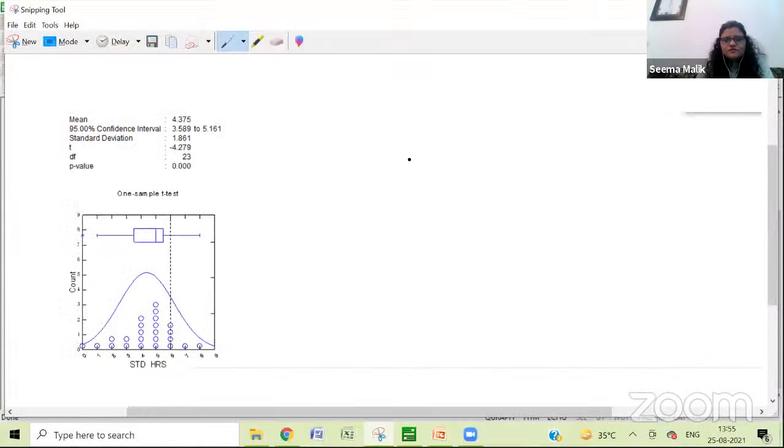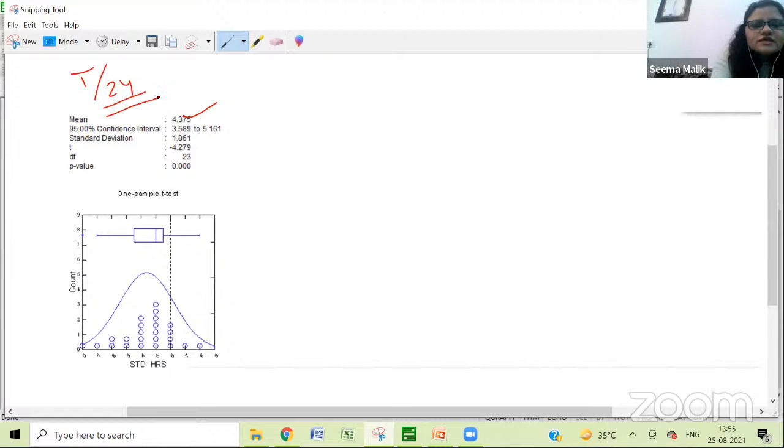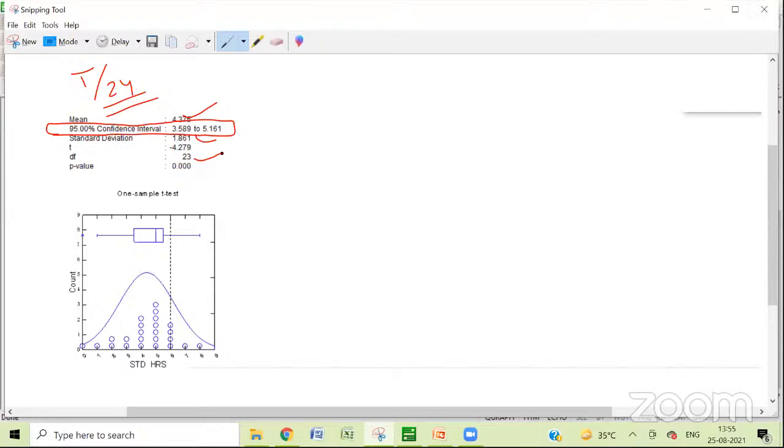So I will explain all these things one by one. I think the board is visible to you. Okay. So mean is very much known to everybody. What is mean? Mean is the total of study hours divided by 24. 24 is the number of persons. Now this is the 95% confidence interval. This is one of the most important things. Standard deviation is known to everyone. Degree of freedom is known to everyone. It is n-1, that is 23.